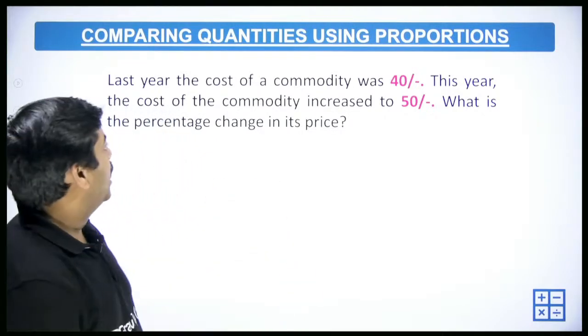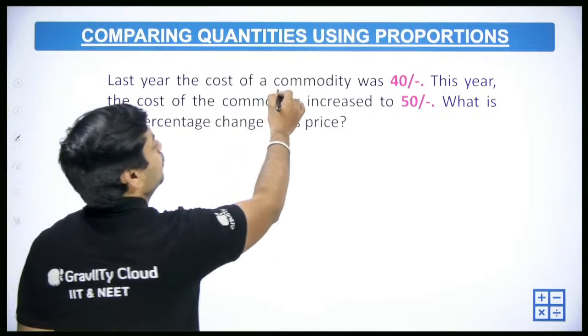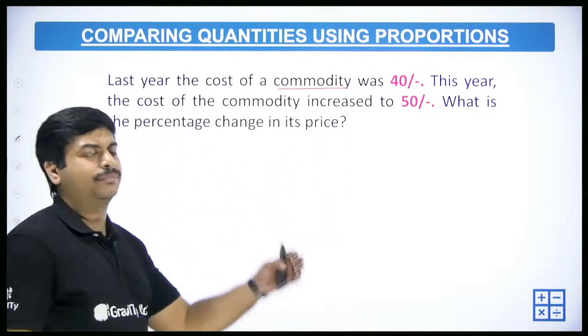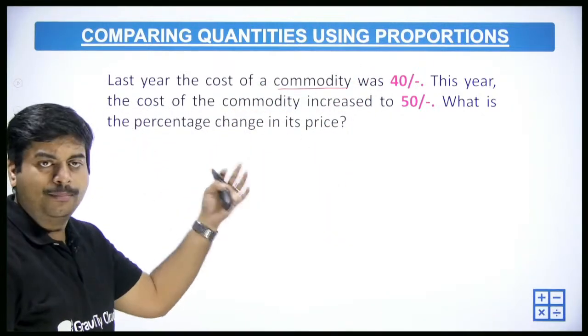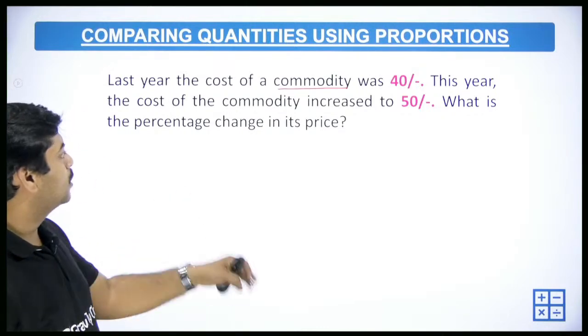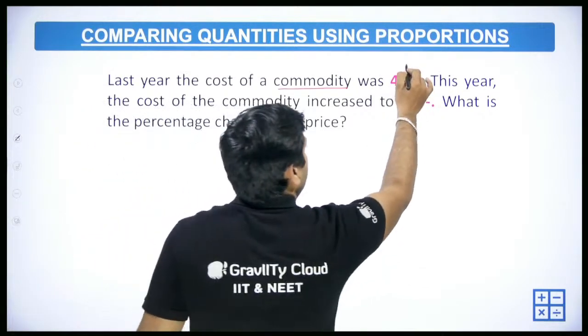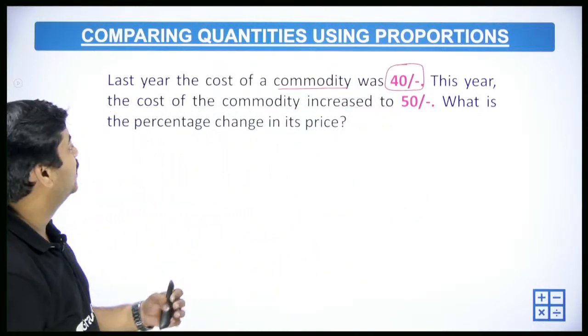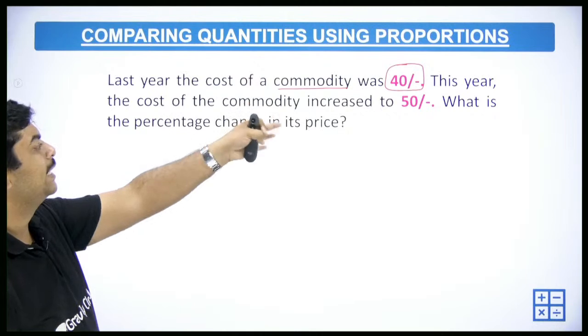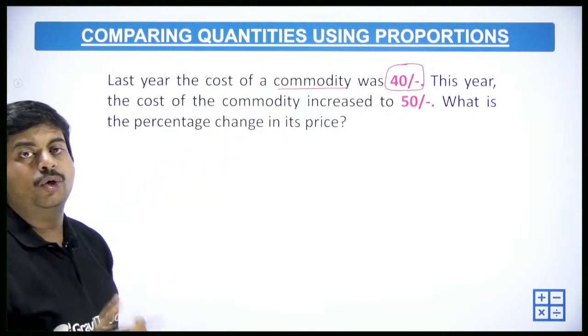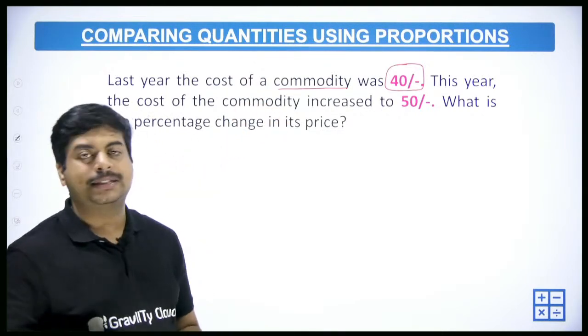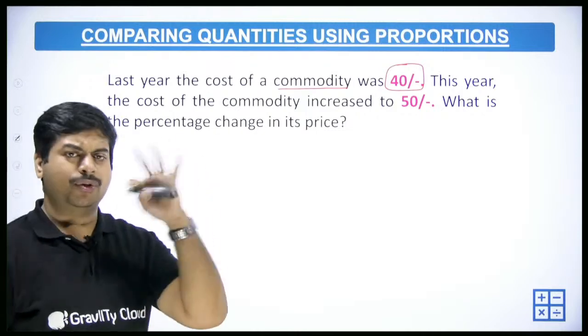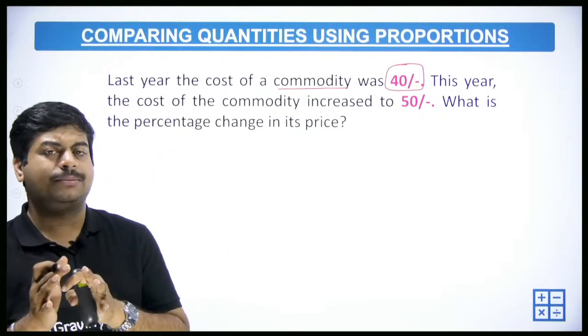So now, the cost of a commodity means some unit, let's say a box, a pen, or a ball. Last year, the cost of a ball was 40 rupees. This year, the cost of the same commodity increased from 40 to 50. We need to give 50 rupees now to purchase that. So definitely we know that from 40 to 50, there is some change.